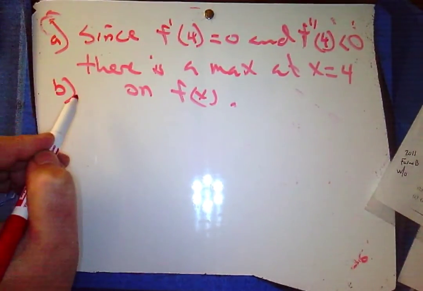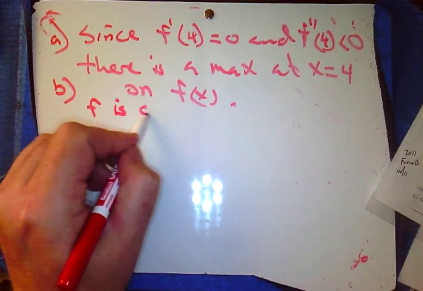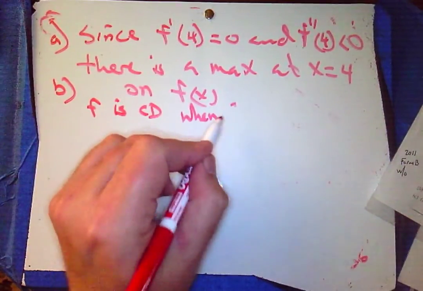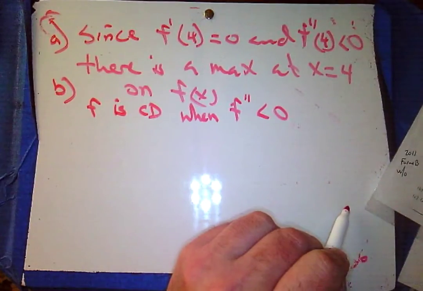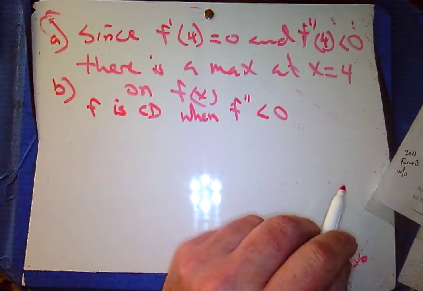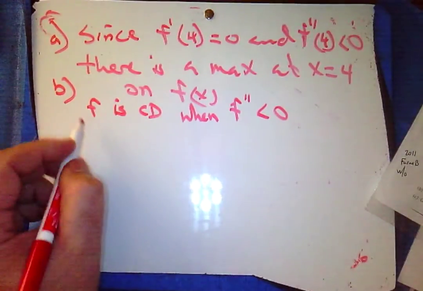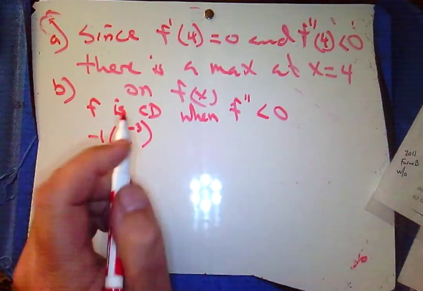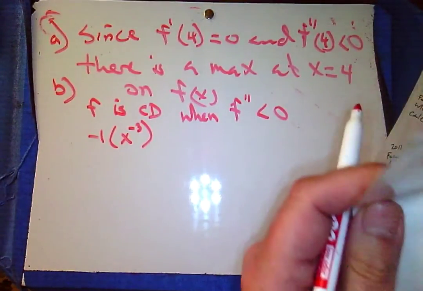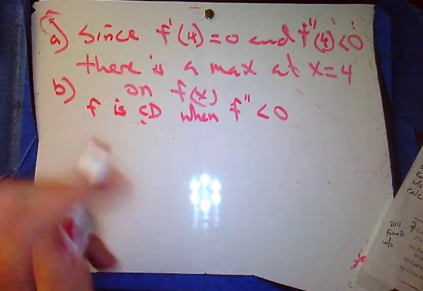Part B, find the intervals on which f is concave down. F is concave down when f double prime is less than 0. Oh, I wish I hadn't erased that derivative. All right, so, yeah, sometimes it's good to write things down. I did, on another piece of paper called my notes. Yes, I do have f double prime.